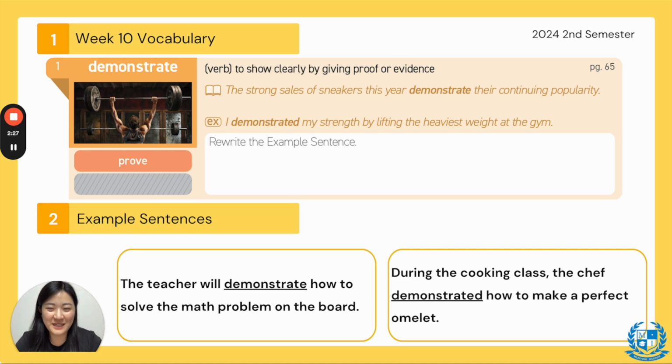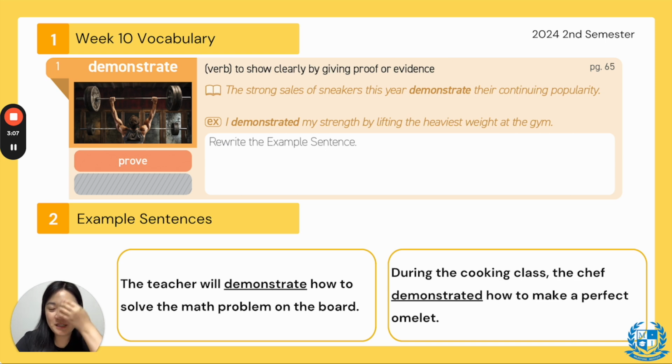And our first word is demonstrate. Everyone say demonstrate. The synonym is proof, and the antonym, there is none because it's all blocked out. But the part of speech is a verb, and it means to show clearly by giving proof or evidence. We're showing something when we're demonstrating. In our TED Talks, it says, the strong sales of sneakers this year demonstrate their continuing popularity. So because the sales of the sneakers, meaning people buying it, continues to increase, that means the popularity of the shoe is also increasing.